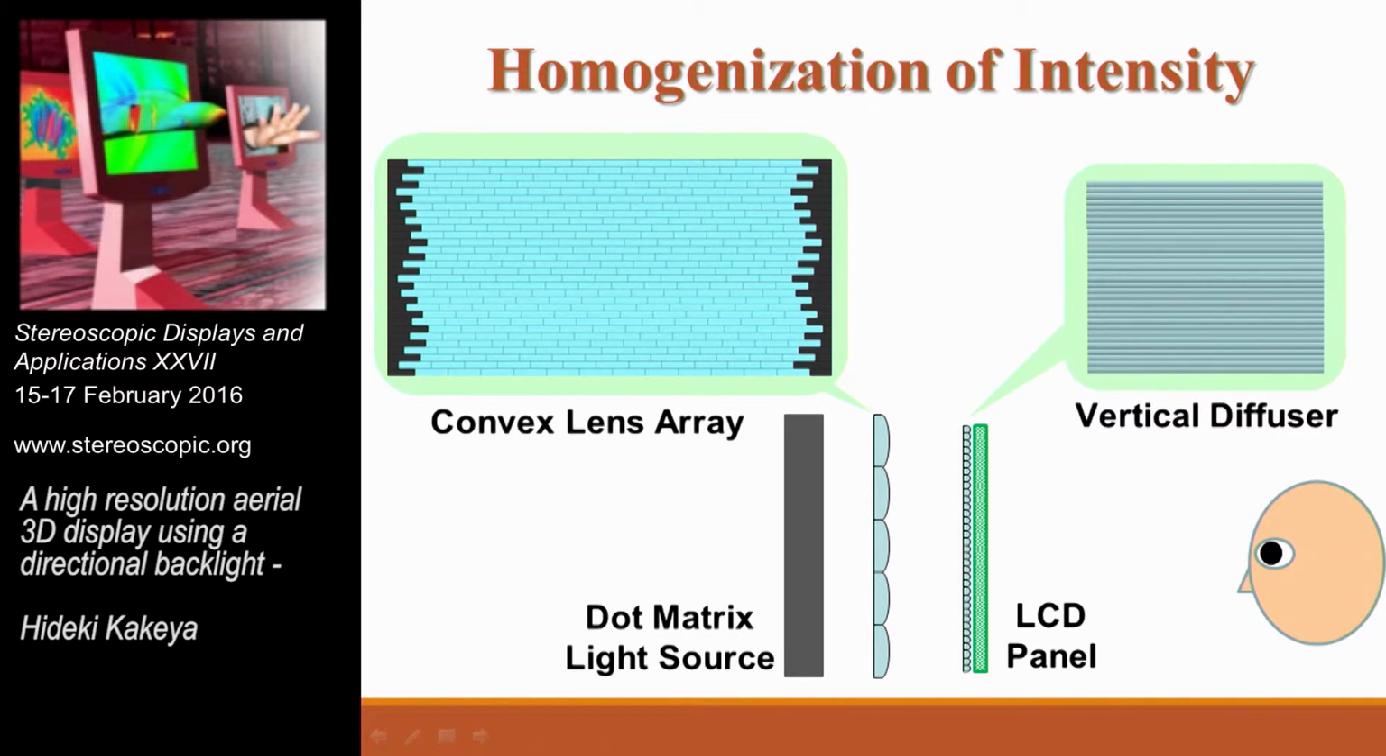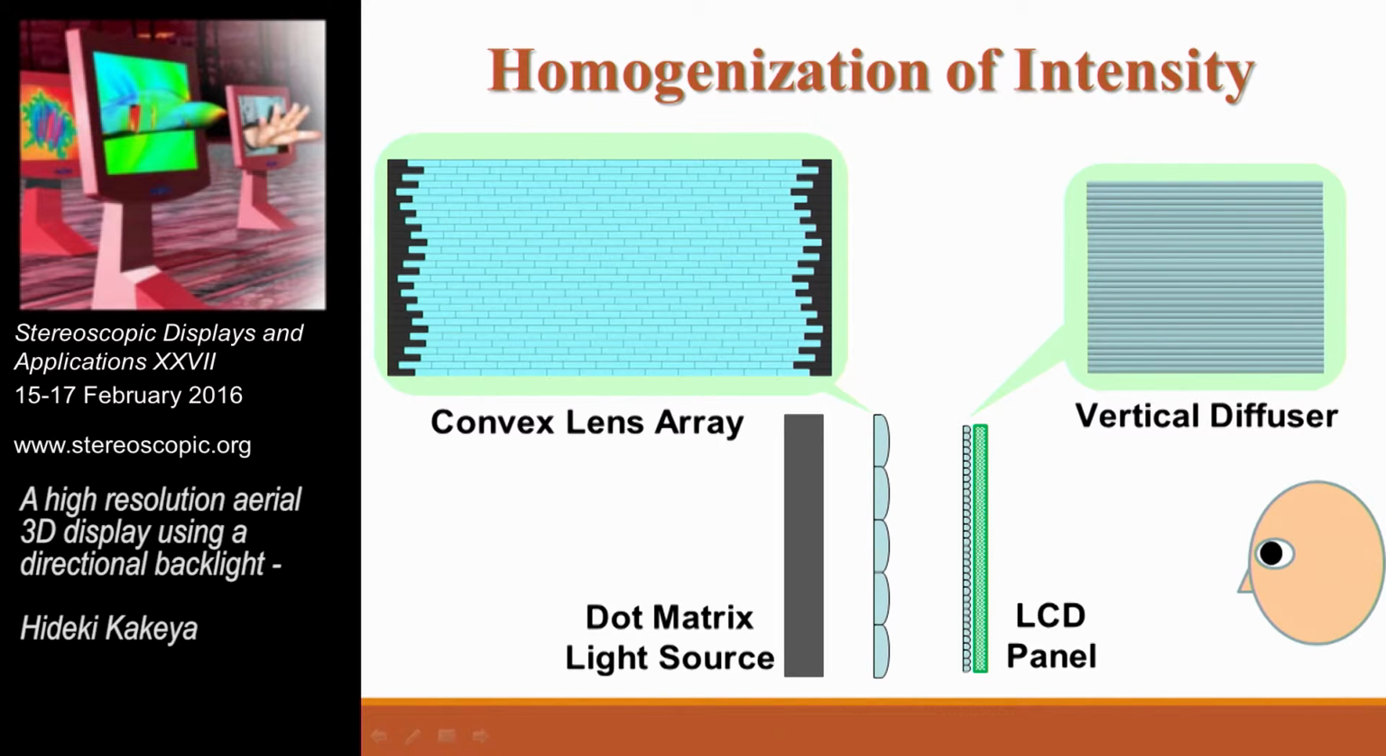So to make it practical, we use a lens array like this. The height of the elemental lens is very short, and the phase of each row is different. So the bright part of the lens is different in each row. And with this lens, we also combine a vertical diffuser, then the bright part and dark part are averaged, and the image shown becomes quite uniform.